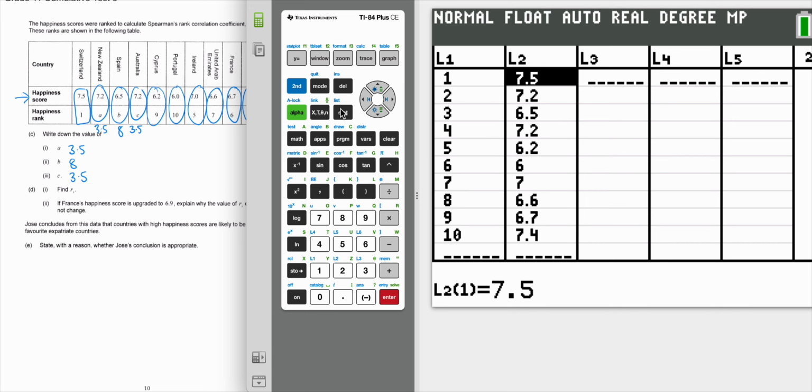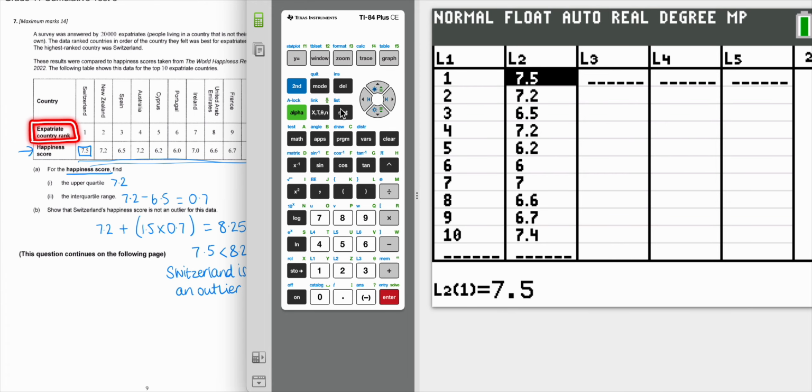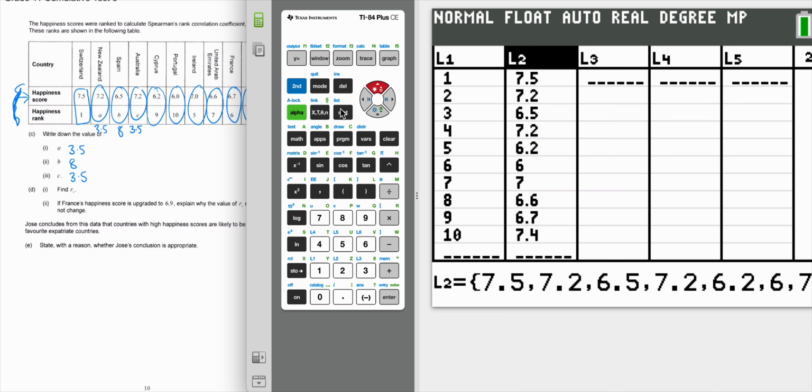A lot of people on this question would go wrong by trying to find the Spearman's rank of this table here that they've given you on that page, but they are both happiness. So the Spearman's rank would just give you essentially almost 1 because you're ranking the same value with itself. Instead, we need to rank the expat rank with the happiness rank. So they're the two pieces of data that we need to type in.